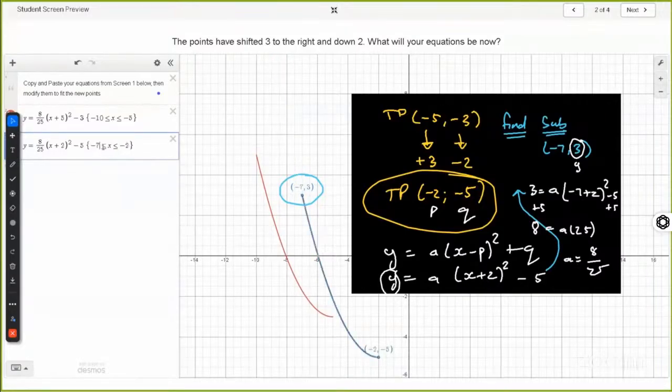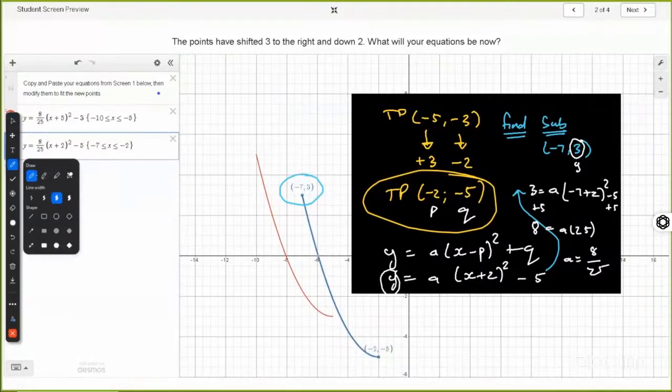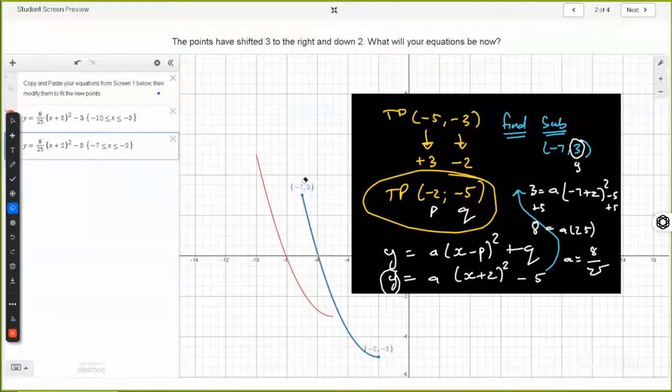But my domain has to start from -7 as well. So -7 is my domain over there. Okay, so I got that equation, and I've got my domain. I've got to state all of these things in my answer. So remember, I've got p, q, which is my new turning point, which is transformed, where I took the original p and I plus 3, and I took the q and I minus 2, such that it ended up at the new turning point -2, -5. Okay, from the original, which was -5, -3.